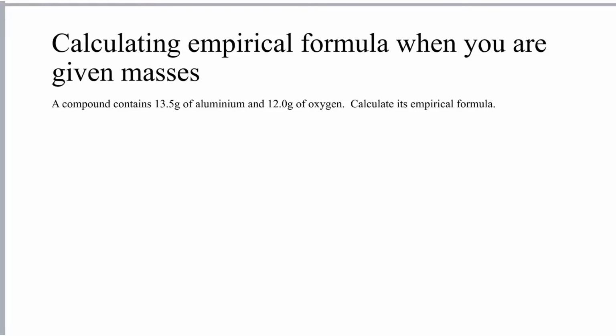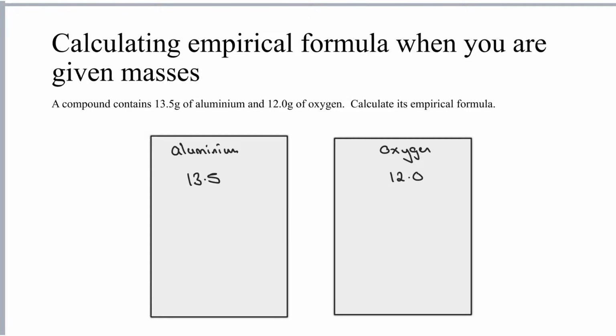So this time we've got a compound with 13.5 grams of aluminium and 12.0 grams of oxygen. Like I did before, I'm going to scaffold my answer, so bear with me. Remember, to work out the numbers of moles, we get the mass and divide it by the AR. So these are my numbers of moles.